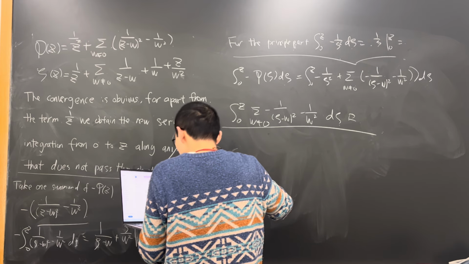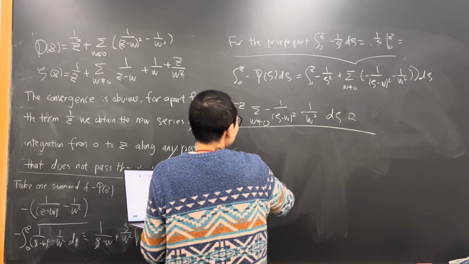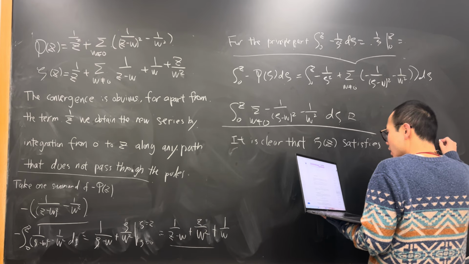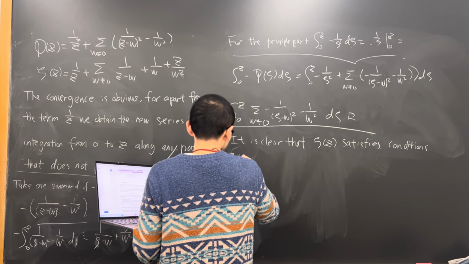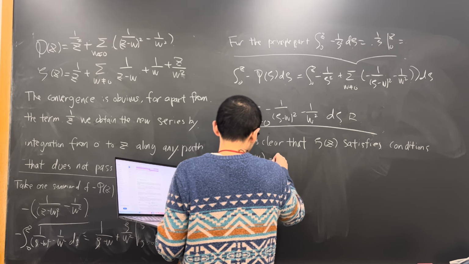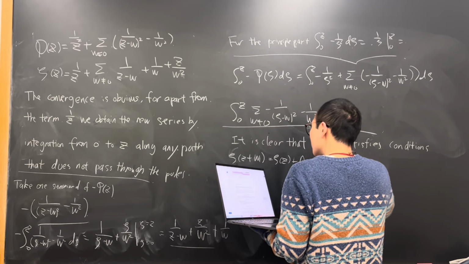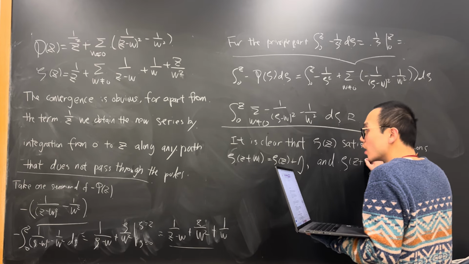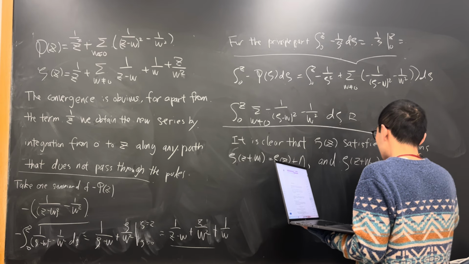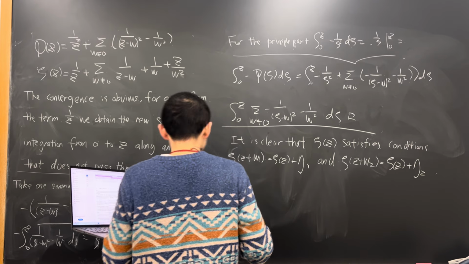Okay, so it is clear that this zeta z satisfies conditions: zeta of z plus omega 1 is equal to zeta z plus eta 1, and zeta of z plus omega 2 is equal to zeta z plus eta 2, where eta 1 and eta 2 are constants.